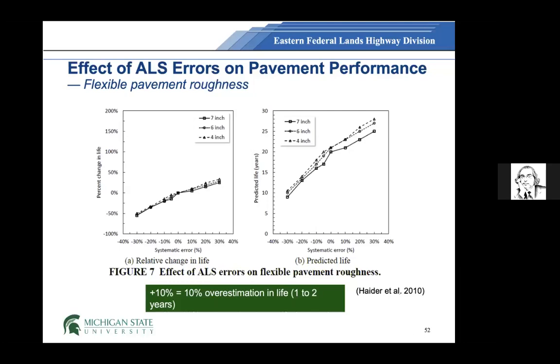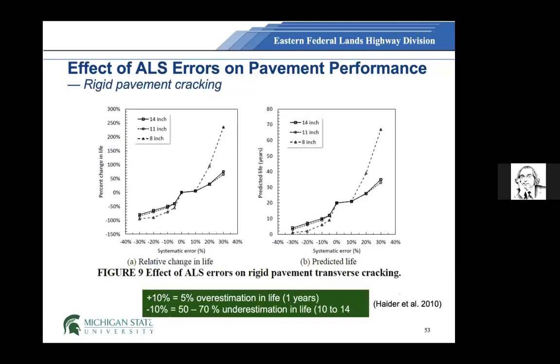So negative bias is really bad in the WIM data. And this is for IRI, for roughness. Again, if there is a 10% change, we'll have about 10% overestimation, which translates to 1 to 2 years. And for rigid pavements, a 10% change in bias in your data will translate to 5% overestimation in life, which is about 1 year, but negative 10% will cause about 10 to 70% underestimation, which will translate into 10 to 14 years of life.